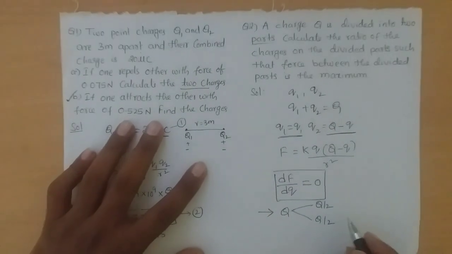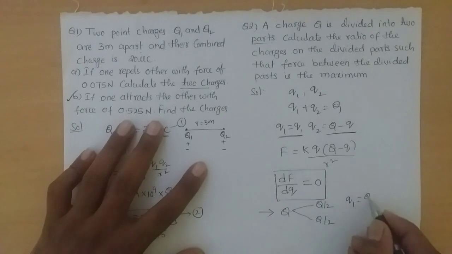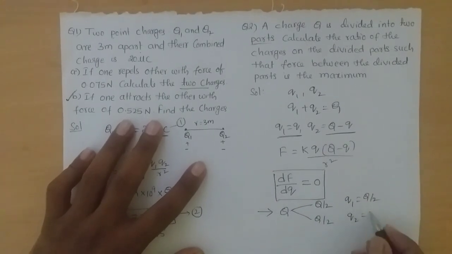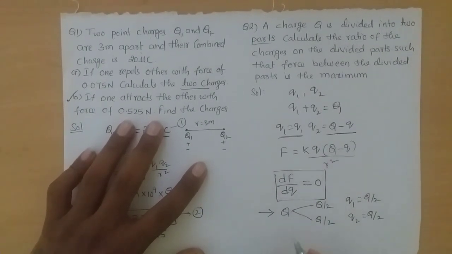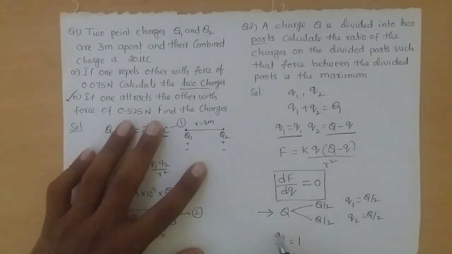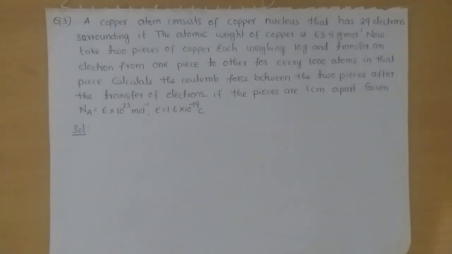Then they are asking a ratio. That means here Q1 equals Q by 2 and Q2 also equals Q by 2. They are asking the ratio, so Q1 by Q2 equals (Q by 2) by (Q by 2), which is 1. So we will get 1. See the next question, the third question.